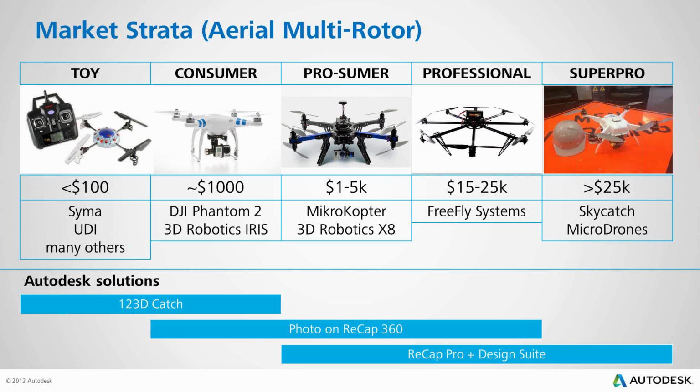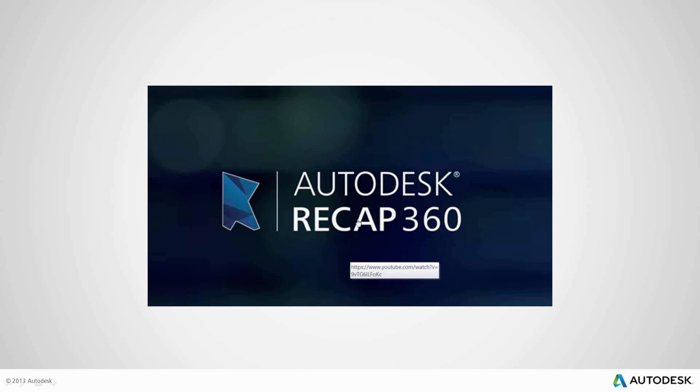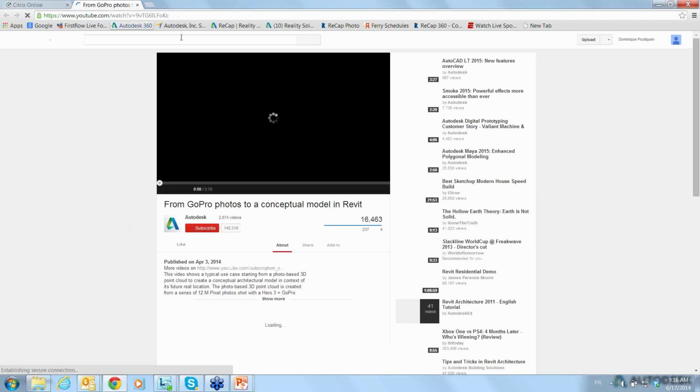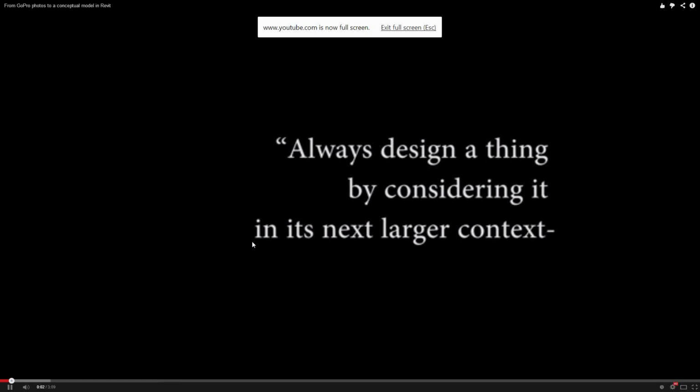So again, if you want to have a first look at what you can do with a UAV and a camera, I would strongly recommend either one of these two: either the DJI Phantom 2 or the 3D Robotics Iris. Let me show you what we can do with the DJI Phantom 2. This video is available on our YouTube channel, so I will switch to YouTube now.